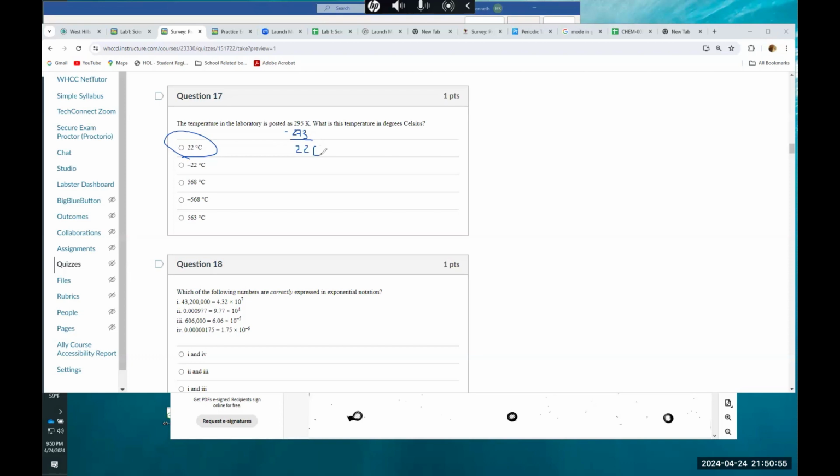Where did you get 273 from? Oh, because we know when we're converting from Kelvin to Celsius, degrees Celsius plus 273.15 equals Kelvin, but you don't have to worry about the .15. Put T for temperature. TC for Celsius and TK for Kelvin.